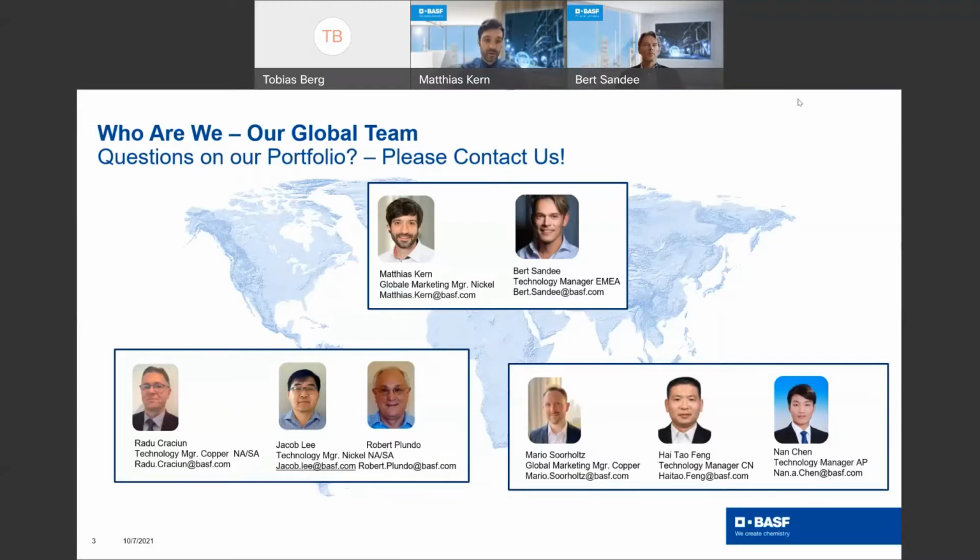We have the same setup for the Americas region, where we have Radu Equation, who's responsible for the copper catalyst from the technical side, and Jacob Lee and Robert Blando, who both will be responsible and support you for nickel catalyst questions. In Asia Pacific, we have Mario Soholz, the Global Marketing Manager for the copper portfolio, and Hai Tao Feng and Nan Chen, who are responsible for the technical part in Asia Pacific and Greater China. What you don't see on that slide, but is also, of course, supporting our team in the background, is our R&D team, which also has facilities in all regions and can support you with your specific questions regarding your feedstocks or your technology.